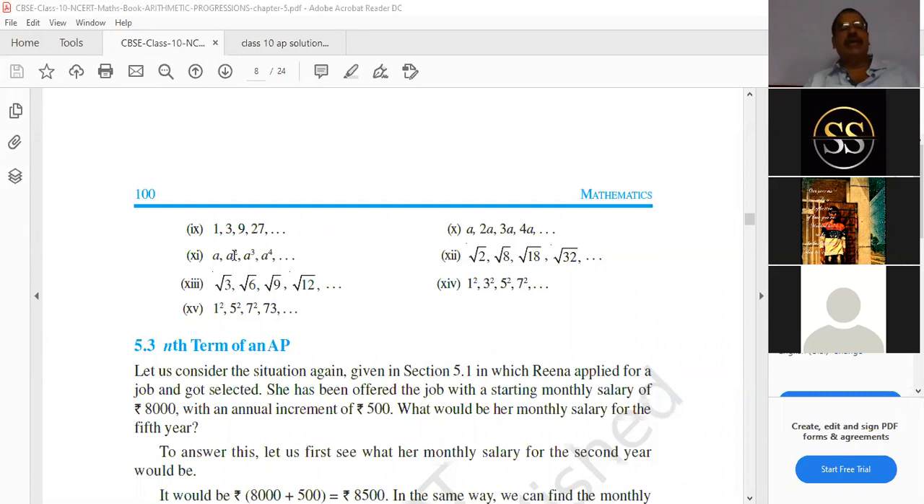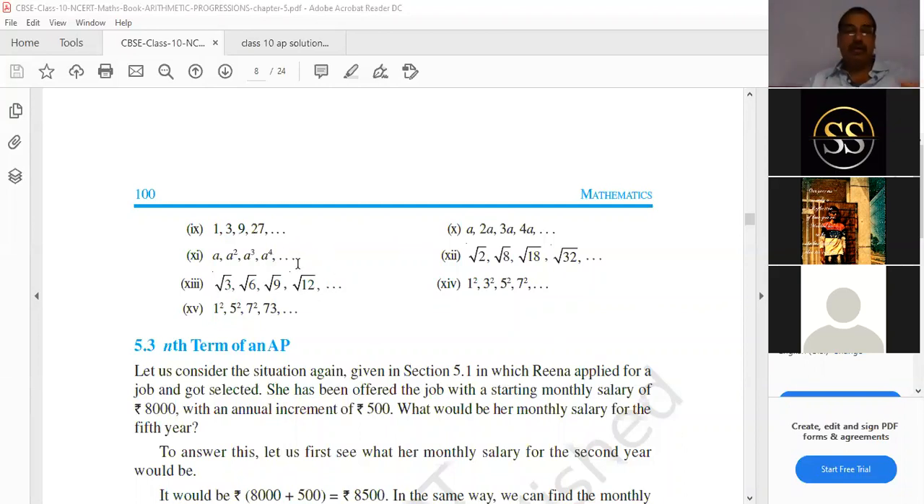A into A square into A cube, A cube into A power 4. But this is not in AP. The 10th one is in AP, because by adding A you are getting the terms. But here you are multiplying. That's why the 11th one is not in AP. You understand the difference between the 10th one and the 11th one? In the 10th one, by adding A, you are getting it. Here, by multiplying A, you are getting it. That's why this is not in AP.